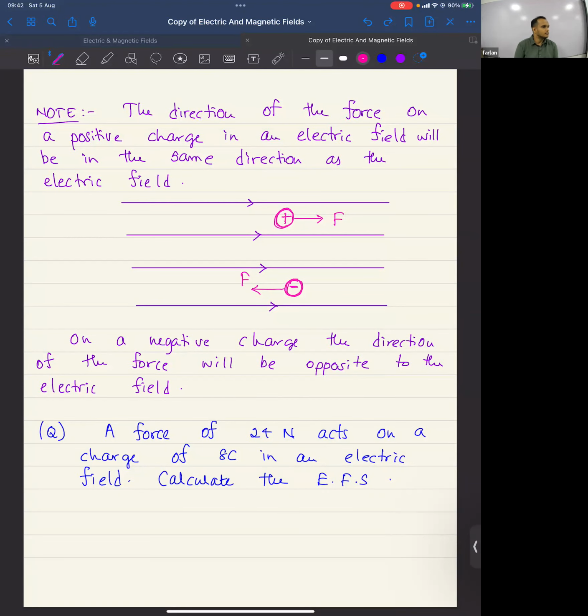What is your answer? 3. Yes, of course. Electric field strength is the force per unit charge. So E equals F/Q. So 24 over 8, that will be 3 newtons per coulomb. What is the unit of electric field strength? Newtons per coulomb, and there's another unit also. Volts per meter.